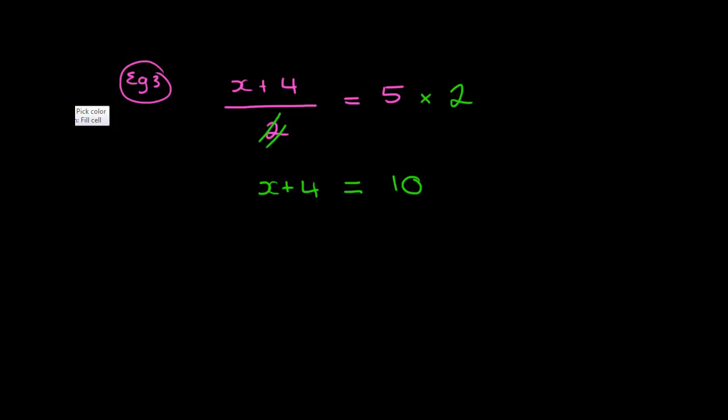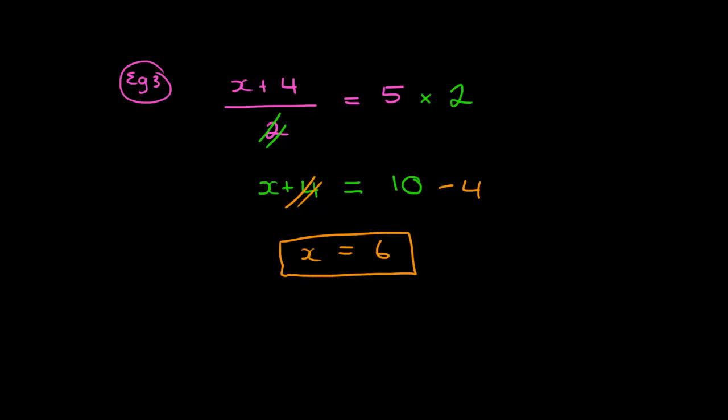Now we come to our very last step, which is a nice easy one. Opposite of plus 4 is minus 4. We're left with x equals 6. Now, like before, we can quickly just substitute that back in to make sure it's correct. 6 plus 4 equals 10. 10 divided by 2 equals 5. Yes, that's correct. Okay, we're nearly there, guys.